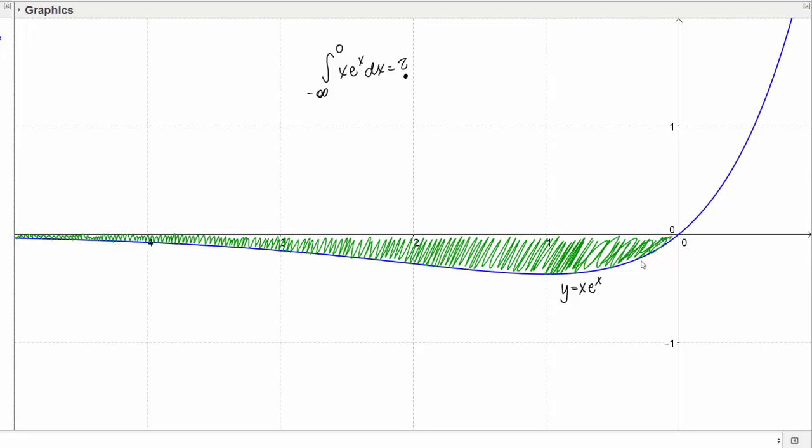So this function, x e to the x, has this horizontal asymptote here at y equals 0. So as x goes to negative infinity, this function is going to get closer and closer to the x-axis. So what we're looking at is really an infinitely long region. And when we ask ourselves if this integral converges or diverges, we're asking if this integral is going to give us a finite numeric value or if we're going to get an infinite area bounded by this curve here.